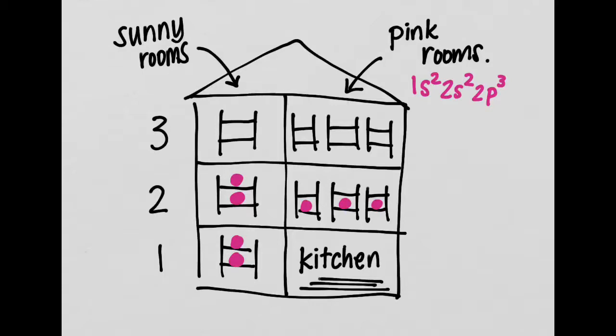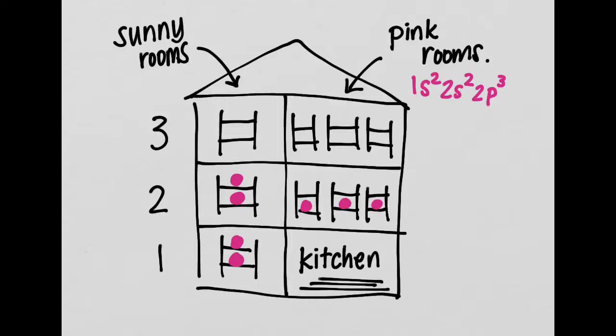And the reason why is because I have 2 people in the first floor sunny room, S is for sunny, 2 people in the second floor sunny room, and 3 people in the second floor pink room. So S is for sunny, P is for pink, and these 1s, 2s, and eventually 3s are going to be represented by this manager's code. So if I was a manager, I would be able to see what this entire house looked like just by looking at my code.